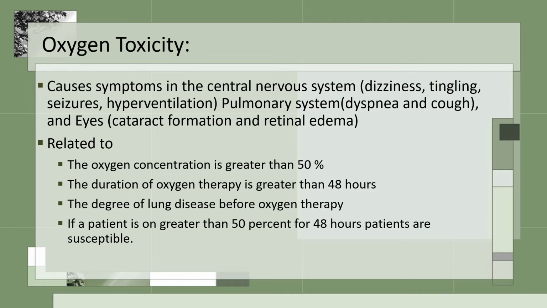Oxygen toxicity is caused by having a patient on an oxygen concentration greater than 50%. It also depends on the duration of oxygen therapy, especially if it's greater than 48 hours. Also, the degree of lung disease before oxygen therapy will increase their risk for oxygen toxicity. So this is like patients with CF or COPD. If a patient is on greater than 50% for 48 hours, patients are susceptible.